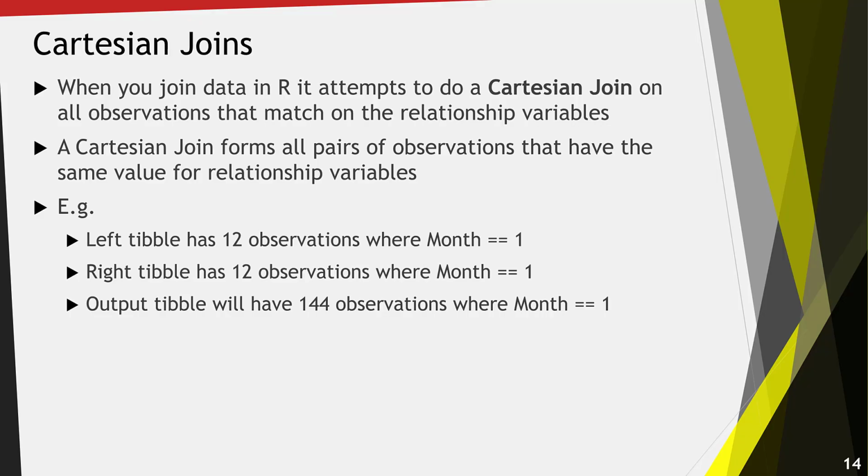This type of join, where R is attempting to form every possible pairwise combination, is called a Cartesian join. Just as an example, if your left table has 12 observations where the relationship variable month is equal to 1, and your right table has 12 observations where the relationship variable month is equal to 1, the output table would have 144 observations where month is equal to 1. It would form every pairwise combination of each of those observations.